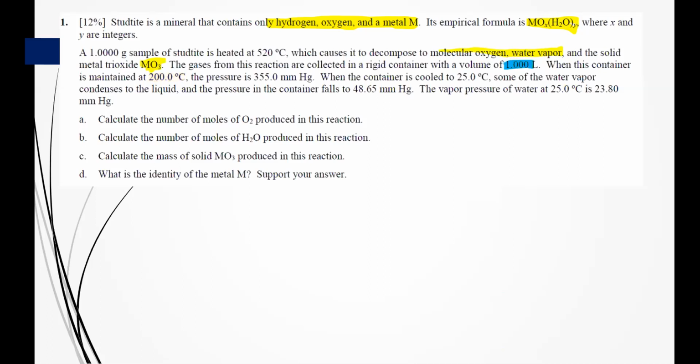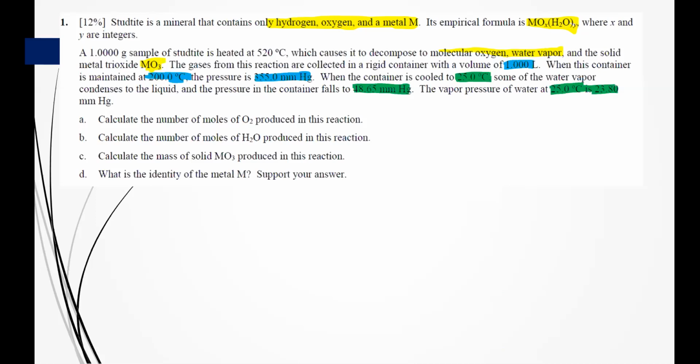So 1 liter, 200 and 200. And then they're going to talk about that we are going to cool the container. And then it gives us that vapor pressure of our water. Okay. So there's kind of a lot going on.